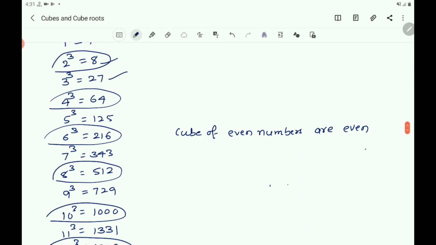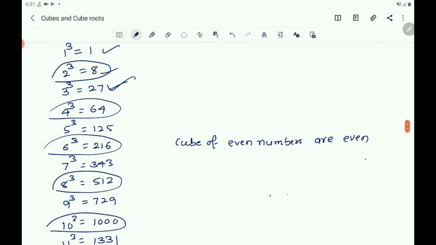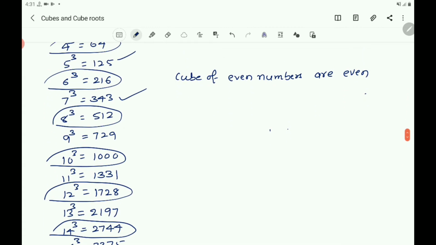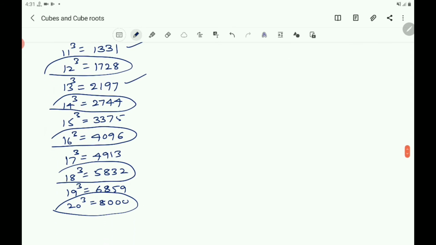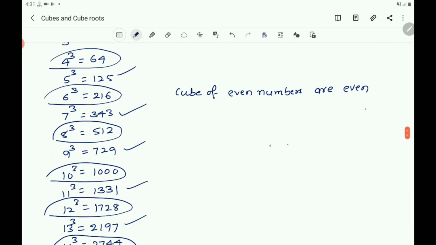Next, find the cube of odd numbers. See here, 3 cube is 27, 5 cube is 125, 7 cube is 343, 9 cube is 729. Here you got that the cube of an odd number is also an odd number. That also you can write: the cube of an even number is even, and the cube of an odd number is also odd.